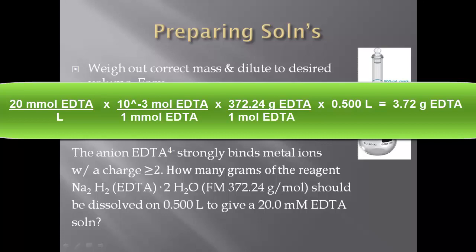What they want is how many grams. I'm already in grams. The only thing that I have to take care of here is the fact that I have liters on the bottom from the original concentration. All I do is basically take the 0.5 liters and multiply it to cancel out the liters, and that would give me 3.72 grams of EDTA. So 3.72 grams of EDTA should be dissolved in 0.5 liters to make a 20 millimolar EDTA solution. It's pretty simple. All right, let's move on.